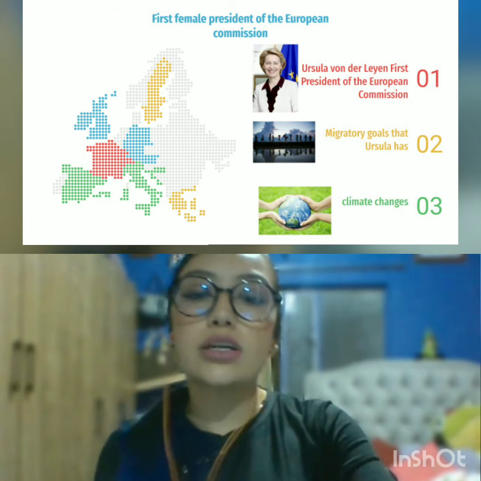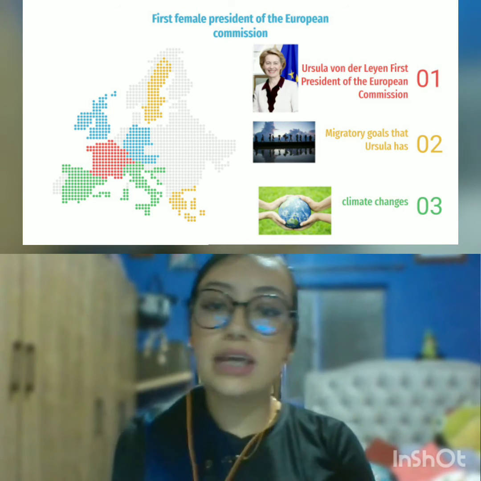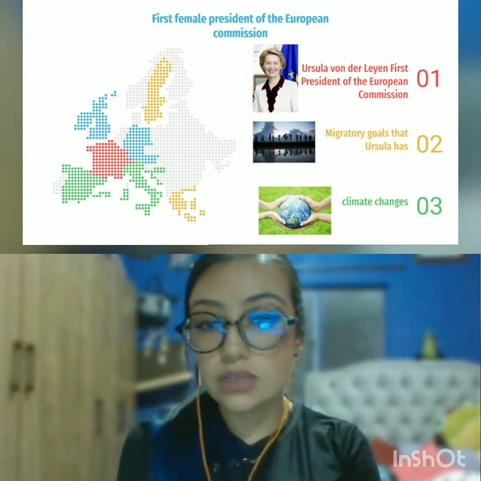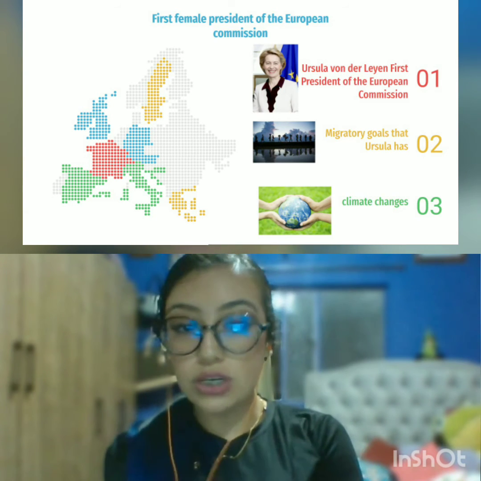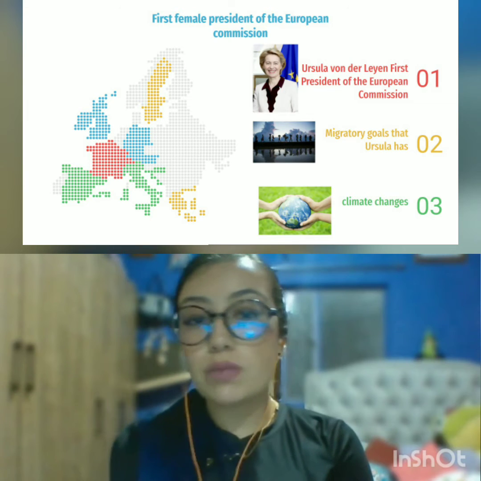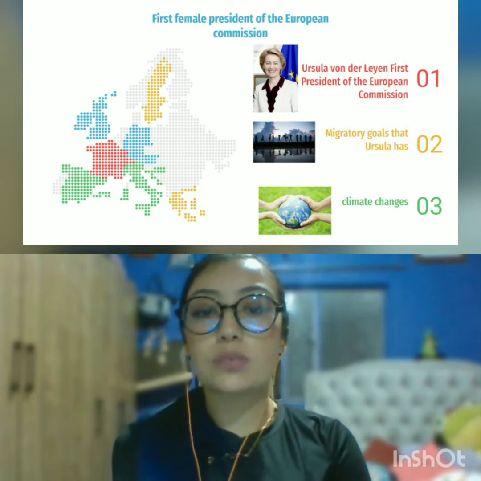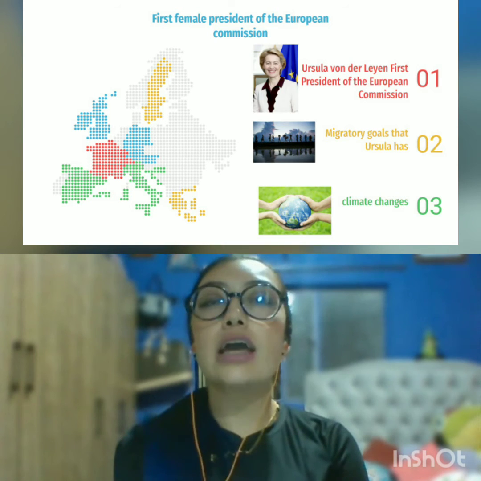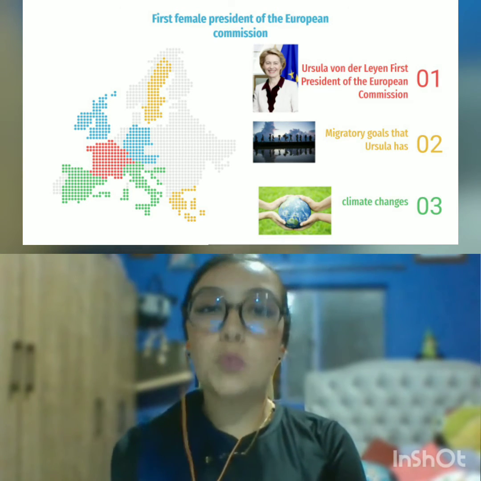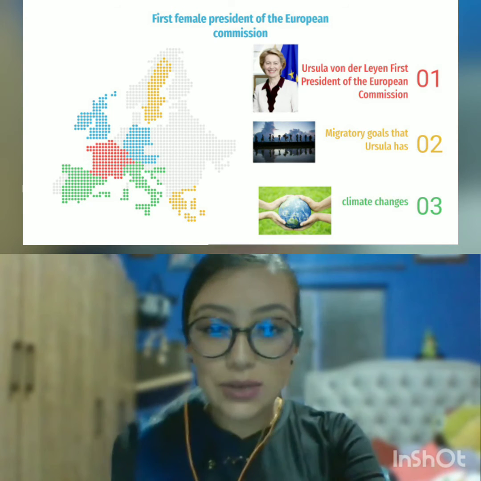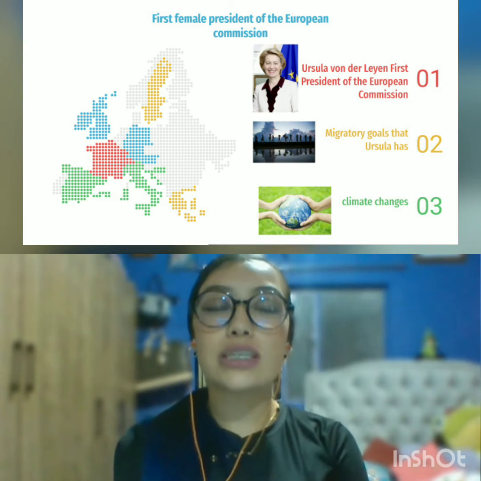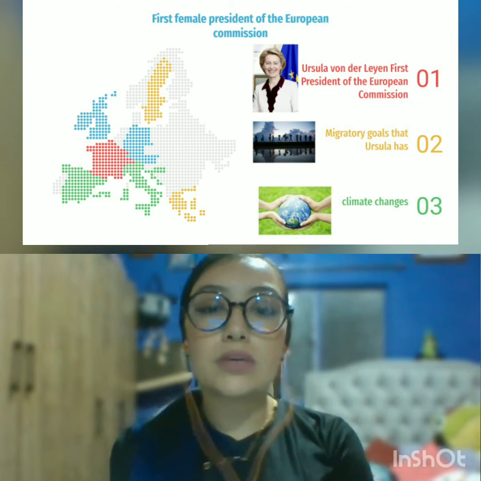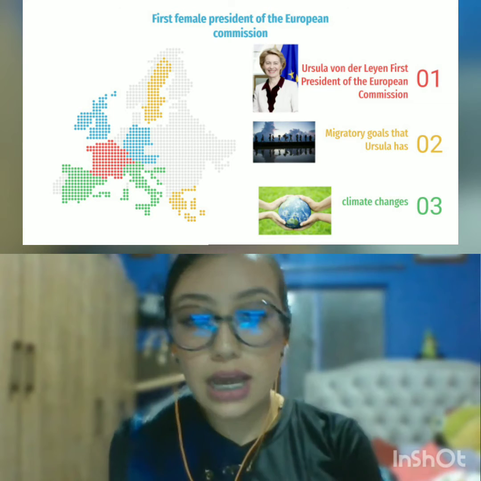Okay, in this part, talking about the first female president of the European Commission, Ursula von der Leyen. She is a German politician and doctor, current president of the European Commission, born on October 8, 1968, in Belgium.